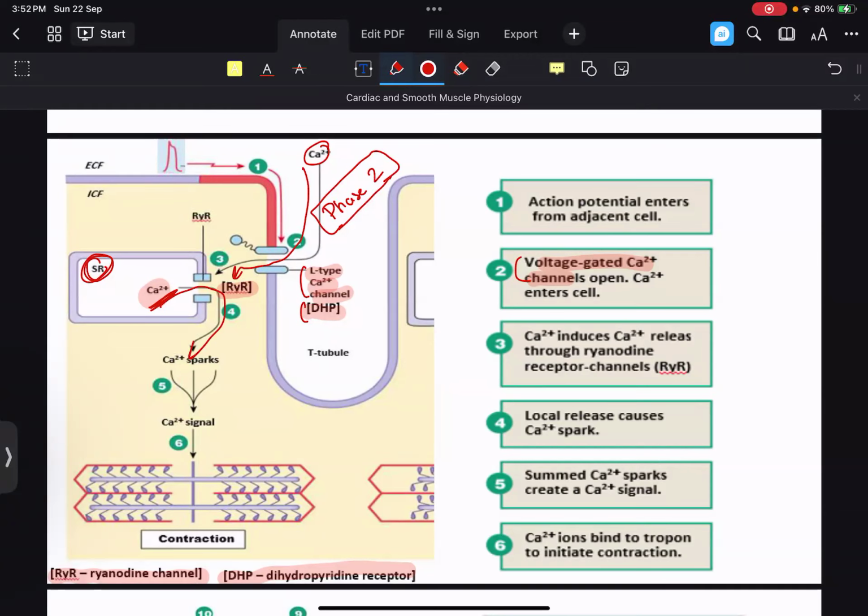Calcium will enter the cell from the L-type calcium channel, or the DHP receptor. Once the calcium enters the cell, it's going to bind to RYR, found where? Found on the sarcoplasmic reticulum. Once it binds to the RYR, it's going to open the channel up, and it's going to cause more calcium to leave into the cytosol. And this is going to cause something called a calcium spark, just a bunch of calcium building up in the cell. And that's going to cause a calcium signal. And then this calcium signal is going to bind to troponin, which is found in our sarcomere, okay? Is this clear to everyone?